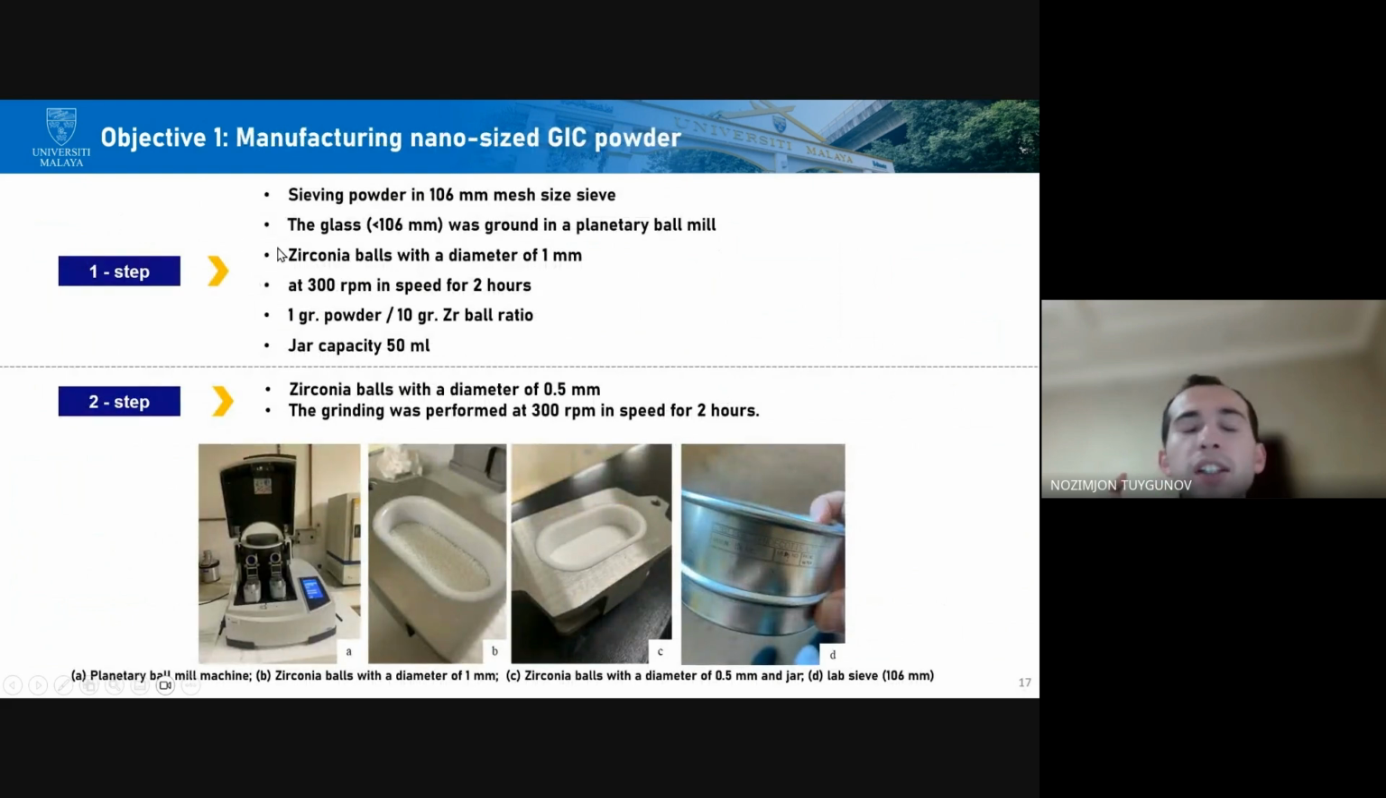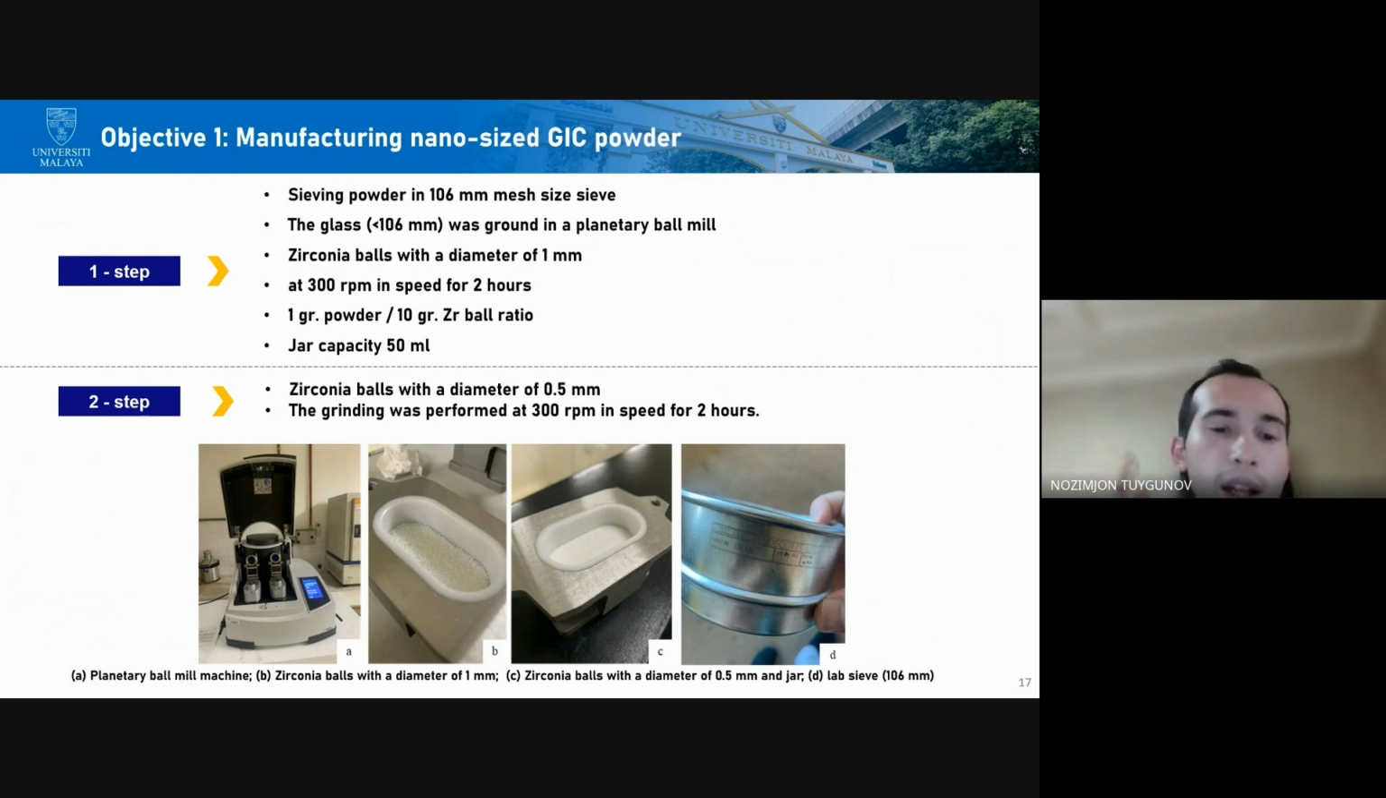Then, in order to decrease the particle size up to nano, we used the ball milling procedure. In the first step of the ball milling procedure, we used a sieve with the mesh size of 106 millimeters. Then we set up our machine for 300 RPM for 2 hours.